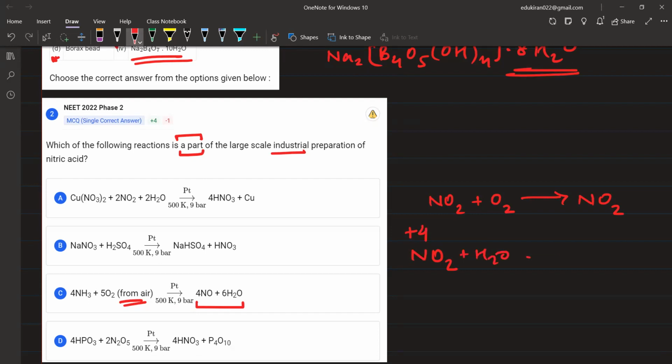पानी में डालिए, क्या मिल जाएगा आपको? HNO3. ठीक है? What you are going to get? You are going to get here HNO3, nitric acid. ठीक है? So please write this option, the correct option. लिख लीजिए आप इस पूरे सीक्वेंस को लिख लीजिए. HNO3 plus you also get NO. NO को लिखना है, NO को भी लिख लीजिए. This is from preparation of nitric acid.